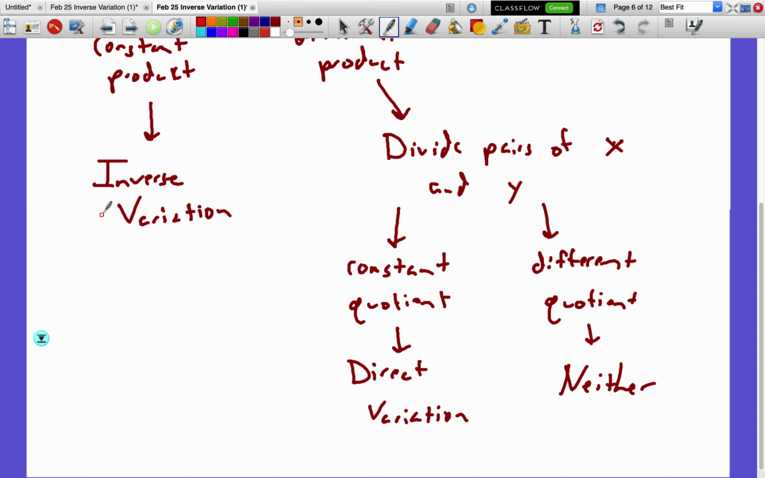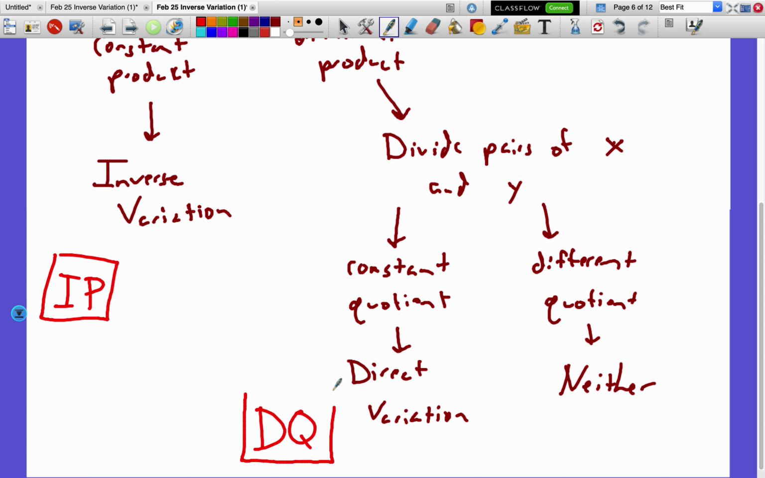All right, how are we going to remember this? Well, we're going to remember intellectual property for inverse product. So IP, or you can come up with your own thing. And then for direct variation is quotient, we'll remember Dairy Queen. So DQ, direct variation has a constant quotient. So intellectual property, Dairy Queen. And then if you can just remember one of them, then if it's not that one, then it's the other one. So to remember that direct variation has a constant quotient, just remember Dairy Queen.